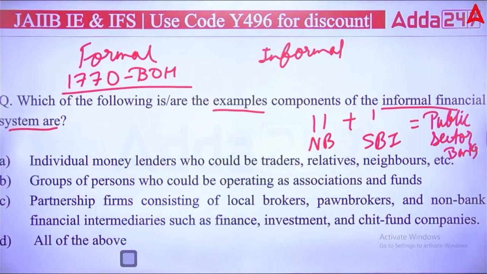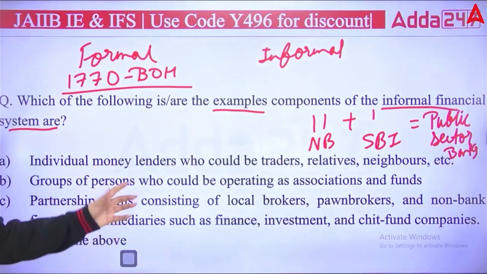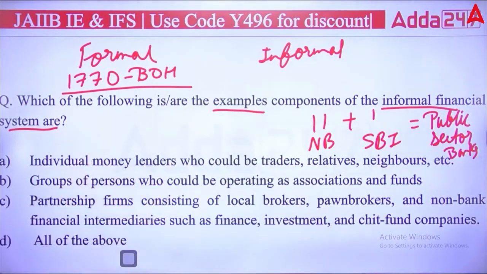Now, let me know the answer of this question. First is saying individual money lenders who could be traders, relatives, your neighbors. Second is saying group of persons who could be operating as association and fund. Third is saying partnership firm consisting of local brokers, pawnbrokers, and non-bank financial intermediaries such as the finance, investment, chit fund companies. And the last one is all of the above. So what do you think? Which of the following are example of your informal financial system?